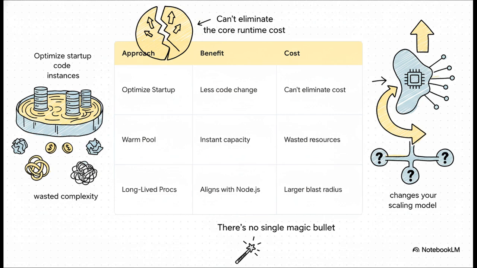You've got 3 basic paths. 1, you can optimize your startup code. That helps, but you can never get rid of that core Node.js startup cost. 2, you can keep a warm pool of instances running and ready to go. You get instant capacity, but you're paying for resources you're not always using. Or 3, you can shift to fewer long-lived processes. This actually aligns way better with Node's design, but the blast radius is bigger if something goes wrong. See? No magic bullet, just trade-offs.